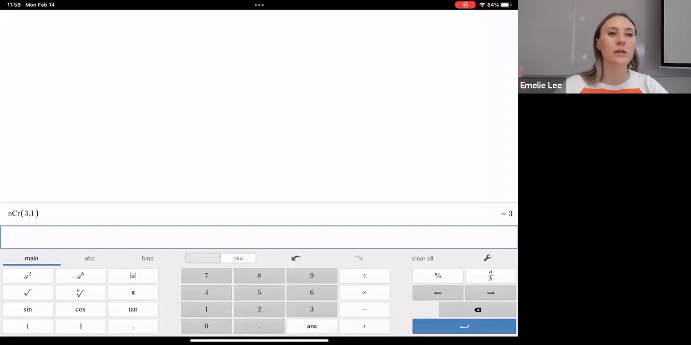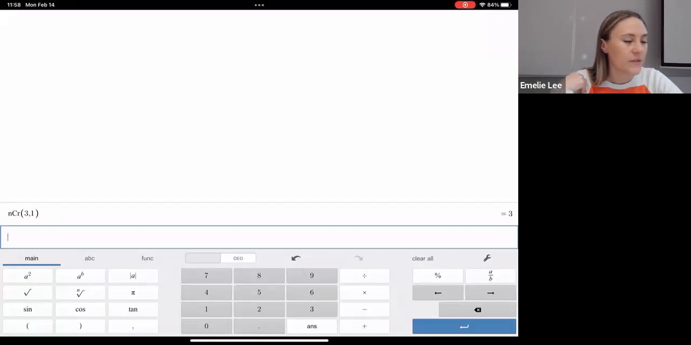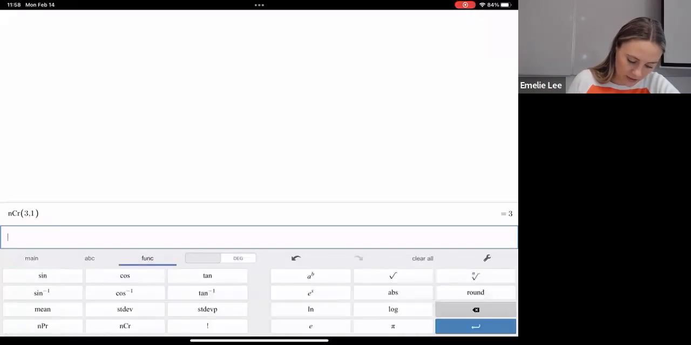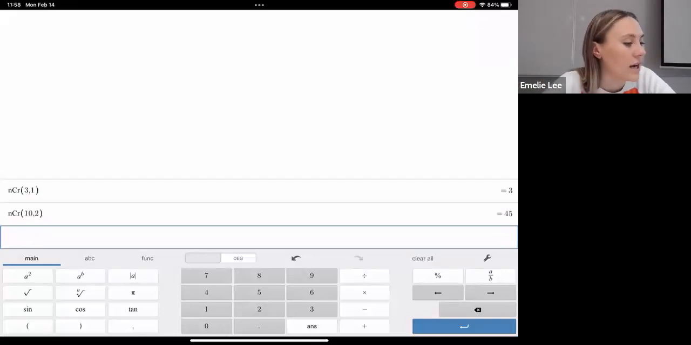And so that's boring. So what if I wanted to do something like, stealing from the handout, 10 choose 2? So then I have to go back to nCr and then enter 10, choose 2. And we can just confirm that it equals 45, which it does.